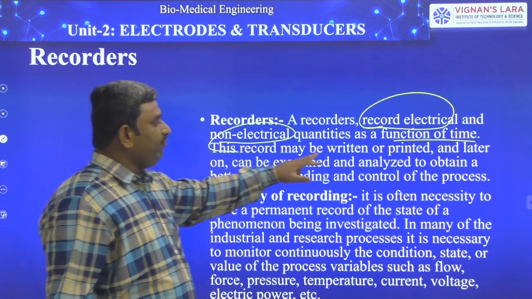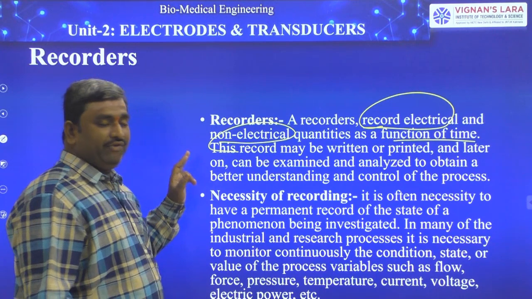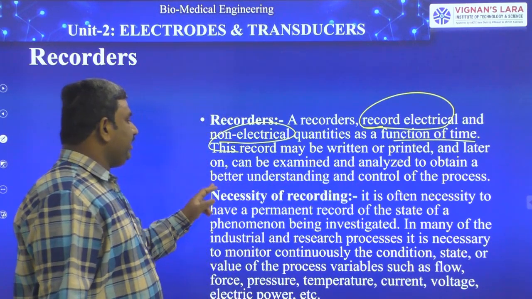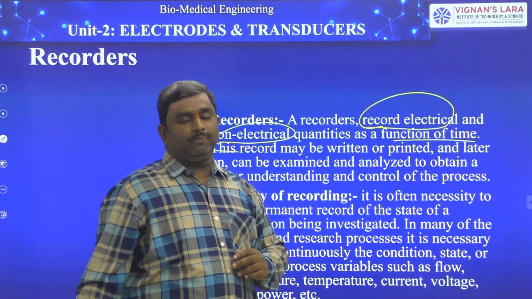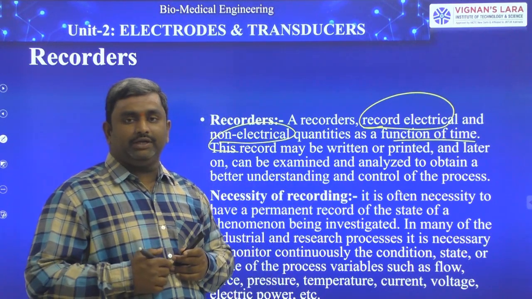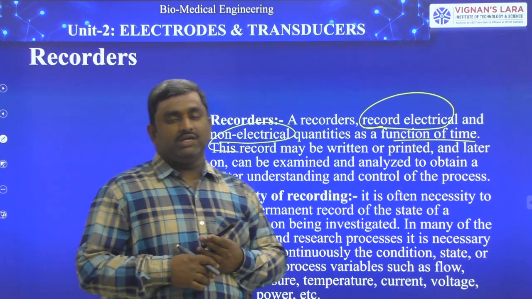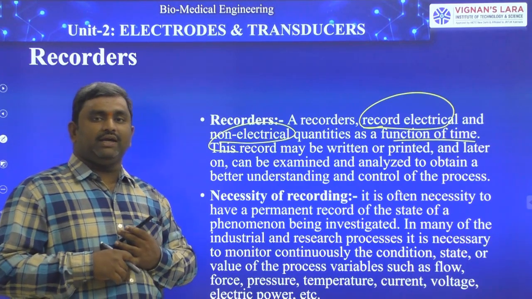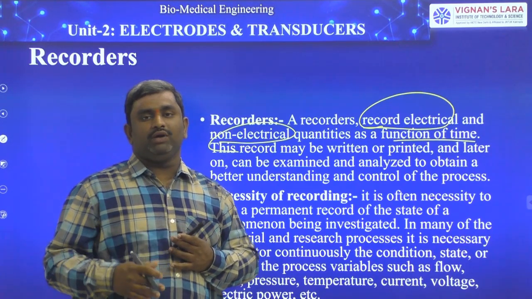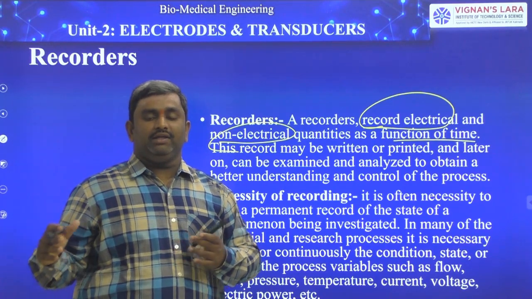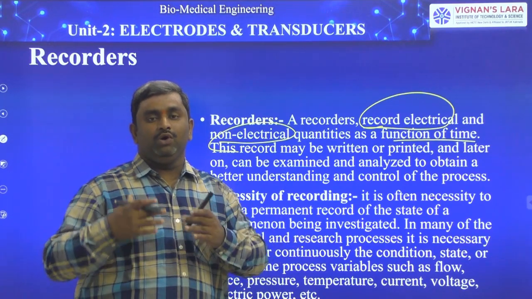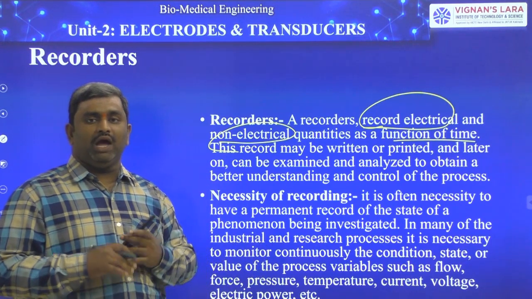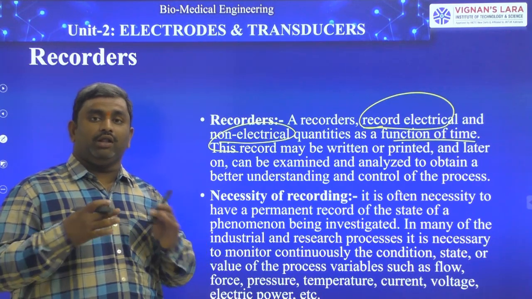This record may be written or printed and later can be examined and analyzed to obtain a better understanding and control of the process. So the patient is suffering with some disease, for example a heart problem. Every day at 8 o'clock in the morning, then 10 o'clock, 1 o'clock, 4 o'clock, 6 o'clock, then 9 or 10, at different periods of time, we have to see the heart behavior of the patient. The doctor is not always available in all situations.